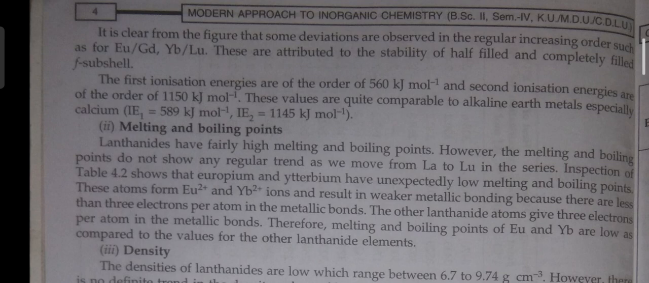It is clear from the figure that some deviations are observed in the regular increasing order, such as for Eu, Gd, Yb, Lu. These are attributed to the stability of filled, half-filled and completely filled f subshell. The first ionization energies are of the order of 560 kJ per mole, and the second ionization energies are of the order of 1150 kJ per mole. These energies are quite comparable to alkaline earth metals, especially calcium.